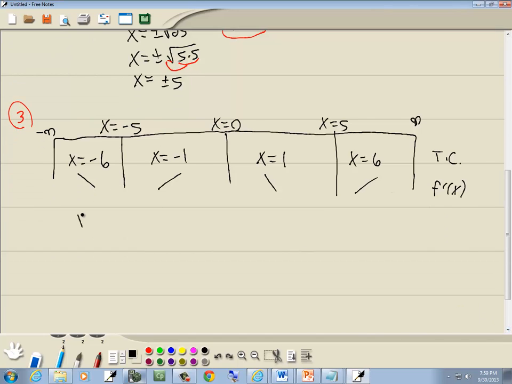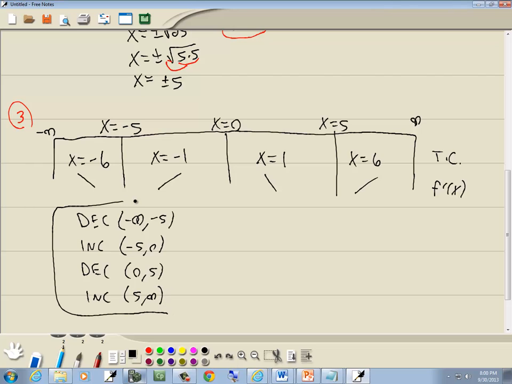So this is decreasing from negative infinity to negative 5. Then it's increasing from negative 5 to 0. I'm getting these numbers from the top here. This is the interval from negative 5 to 0. Then it's decreasing from 0 to 5. And then it's increasing from 5 to positive infinity. And those would be our answers.